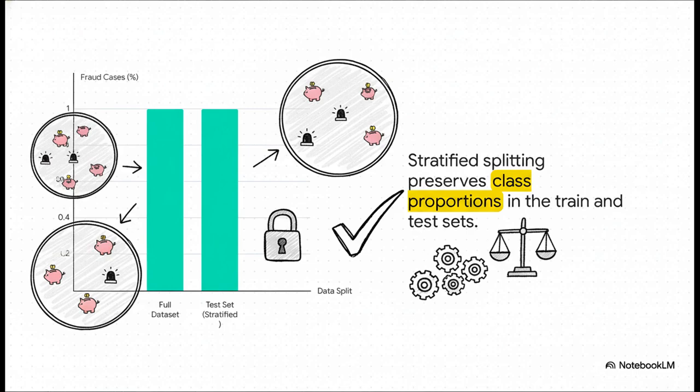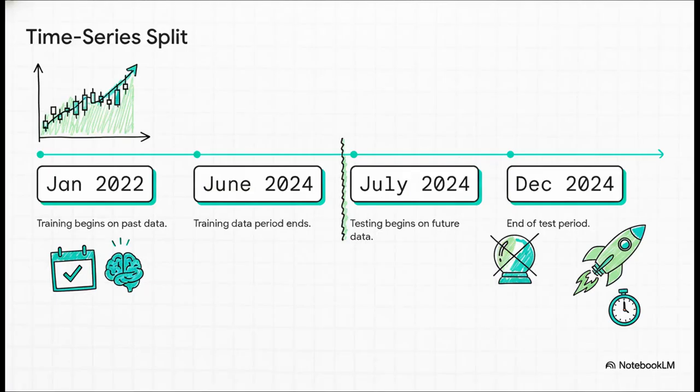So what about data that has time baked into it, like stock prices or weather forecasts? You absolutely cannot just shuffle it randomly. That would be like using information from tomorrow to predict yesterday. It makes no sense. For time series data, you have to split it chronologically. You train on the past and you test on the future. Period. Just like it works in real life.